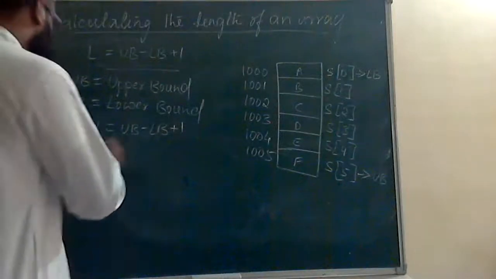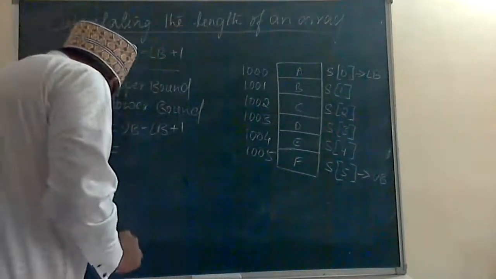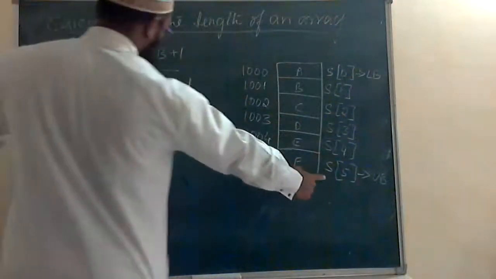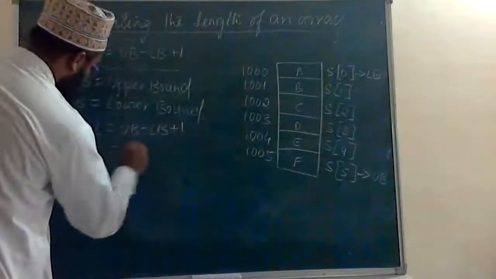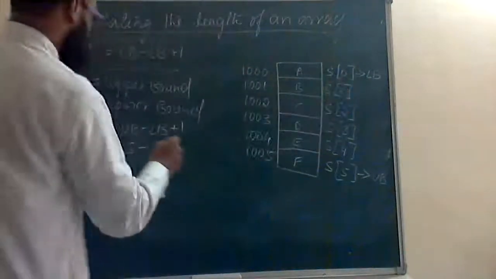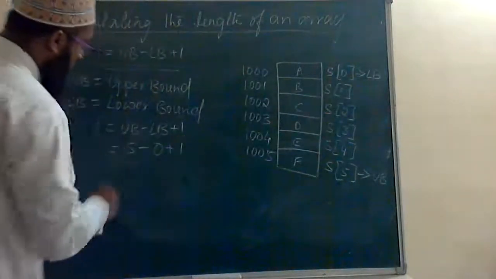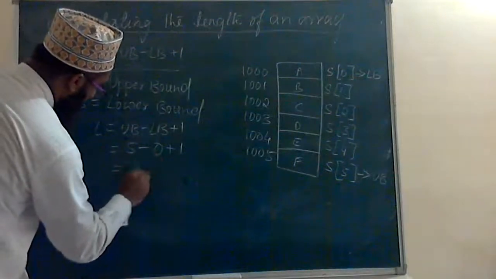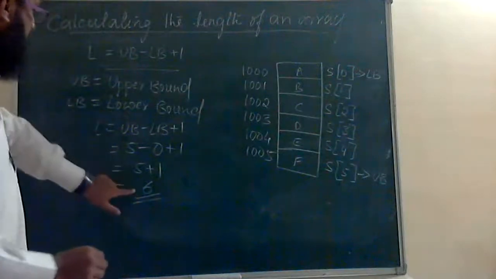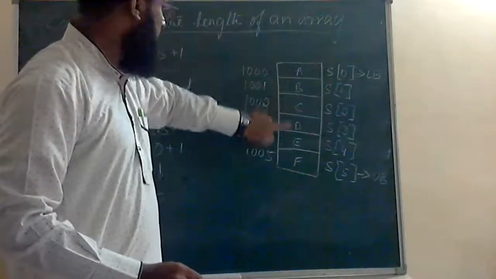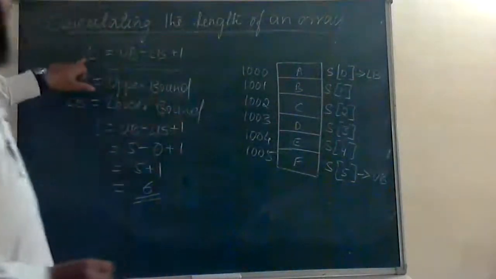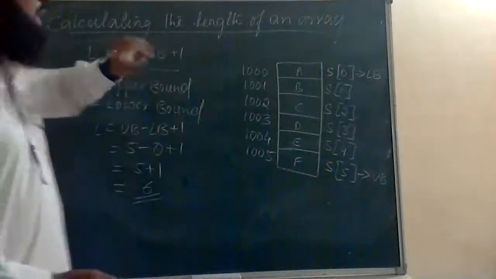So the upper bound is 5, minus lower bound is 0, plus 1, which is equal to 5 minus 0 is 5, plus 1, that is equal to 6. The length of an array is 6. Look, 1, 2, 3, 4, 5, 6. Like this, we can calculate the length of an array with the help of this formula: L is equal to UB minus LB plus 1.